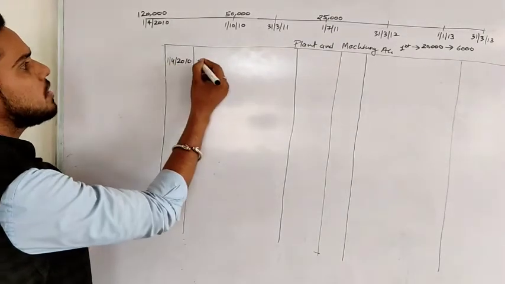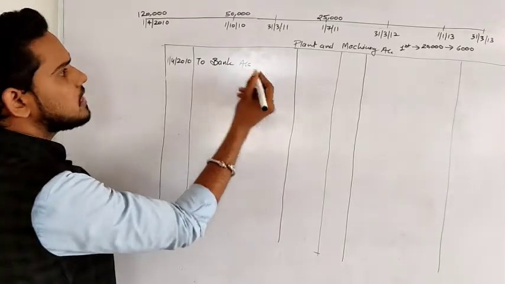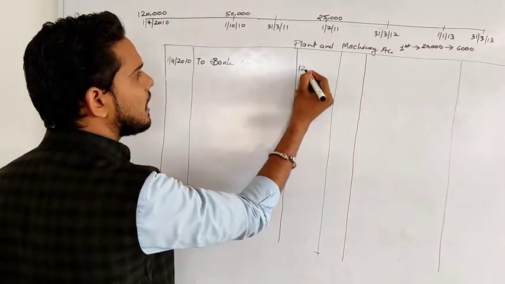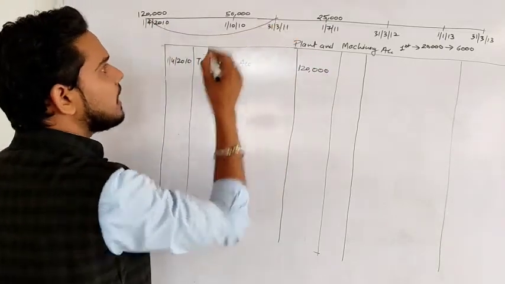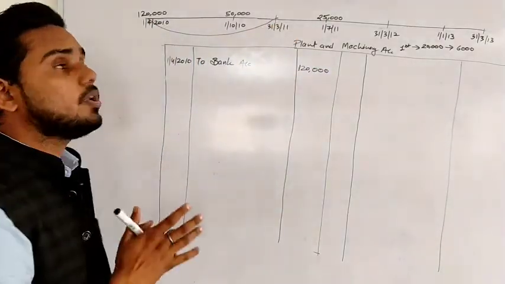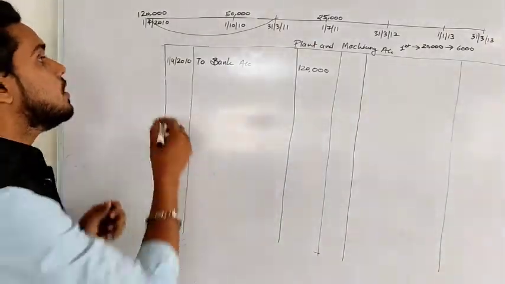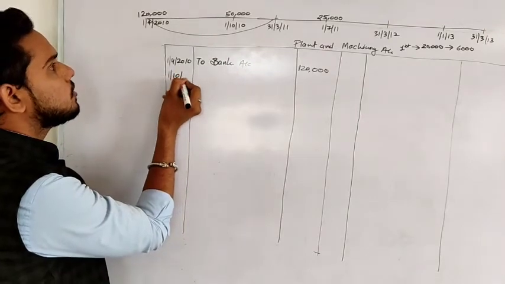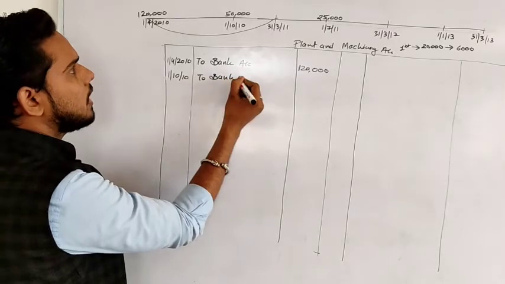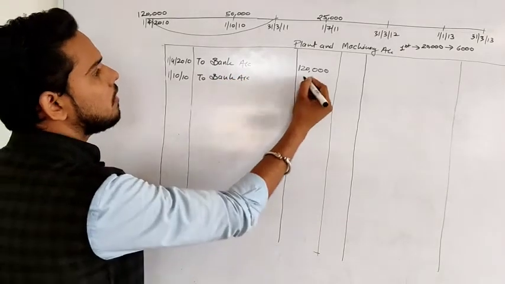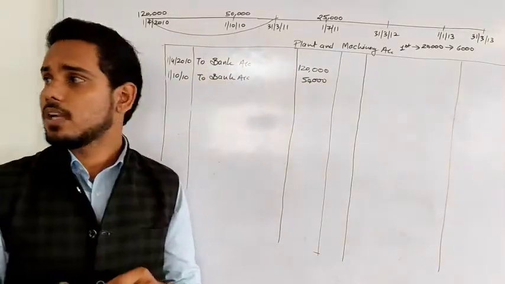We are purchasing a machinery, so write "to bank account", and the value of purchase is 1,20,000. So we can write here 1,20,000. Now in this year, there is one more transaction on 1st October 2010. Again, we are purchasing a machinery of 50,000. So write here 1st October 2010, and again we will write "to bank account", and this time purchase is 50,000. Now in this year there is no further transaction.